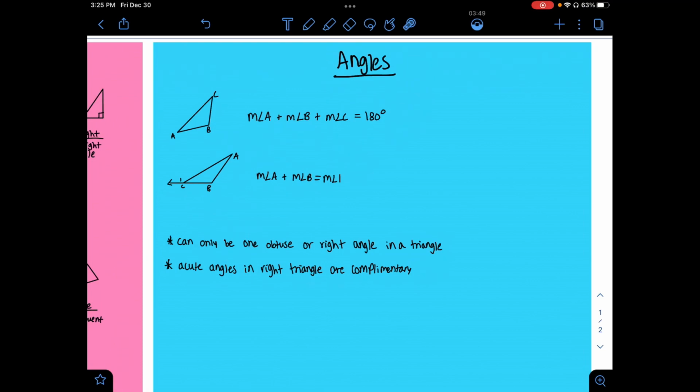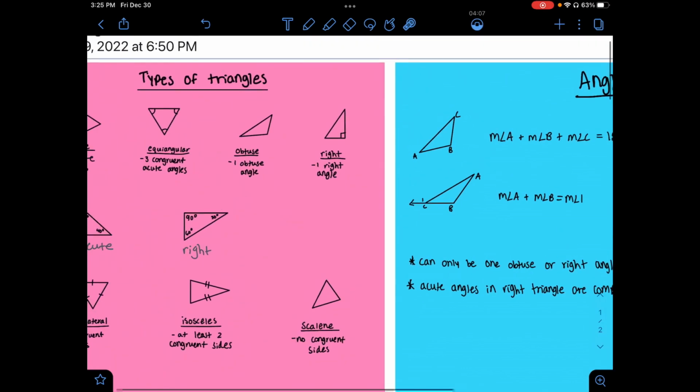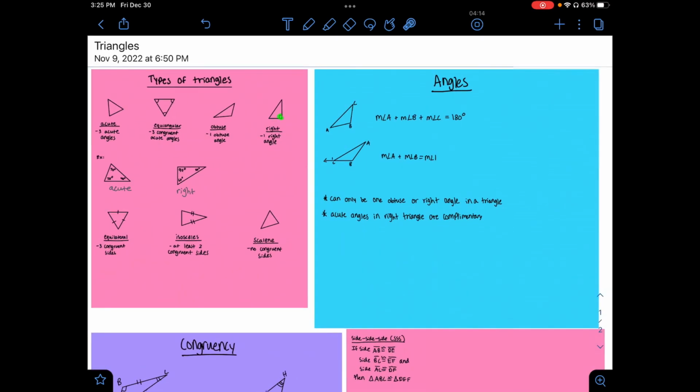There can only be 1 obtuse or 1 right angle in a triangle. You can never have 2 obtuse angles or 2 right angles in a triangle. And acute angles in a right triangle are complementary, which means they add up to 90 degrees. So if we go back here, this angle and this angle will add up to 90 degrees, because 90 plus 90 is 180. You already have 90 right there.